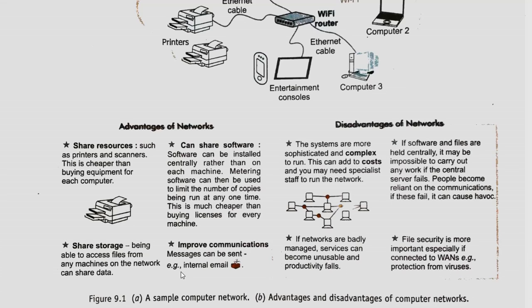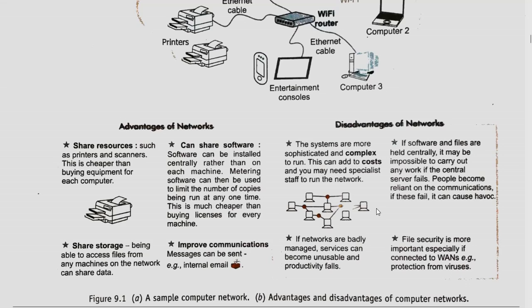Now these are the advantages of the network, but at the same time, let's see the flip side of that coin, because there are disadvantages of networks also. The systems are more sophisticated and complex to run. This can add to cost, and you may need specialist staff to run the network. Since there is a bulk of systems working together, the system becomes sophisticated and complex, and this will add to cost. So everyone cannot run it; you need specialized staff to run this whole network or the management system.